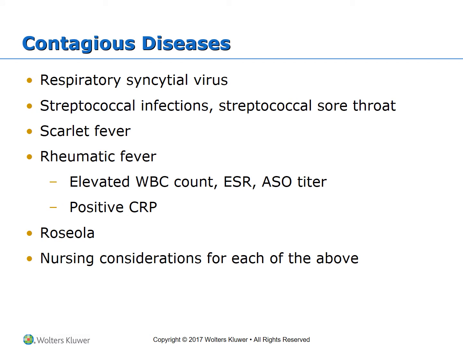So contagious diseases, we have RSV, or respiratory syncytial virus, or RSV. That is so much easier to say. It's a very common seasonal virus that affects the upper respiratory tract, lungs, and bronchioles.